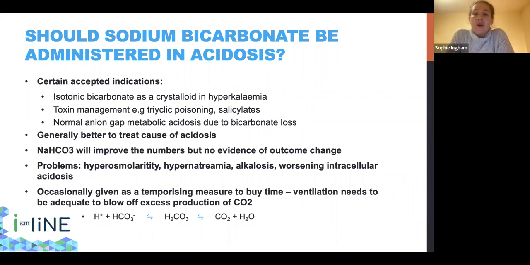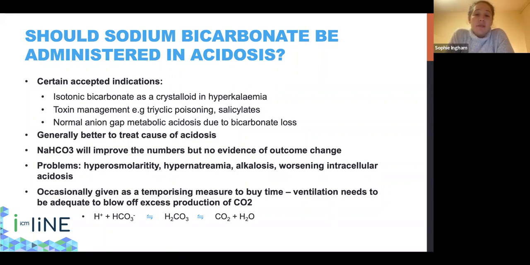So for example, if you've got a metabolic acidosis and a normal anion gap, there are certain medications, in overdoses and toxic doses, where you would give sodium bicarb. For example, tricyclic antidepressant poisoning and also salicylate poisoning. Issues with giving bicarb are that it can cause hyponatremia, it can cause alkalosis if you give too much and you don't monitor it, and it can cause worsening intracellular acidosis.